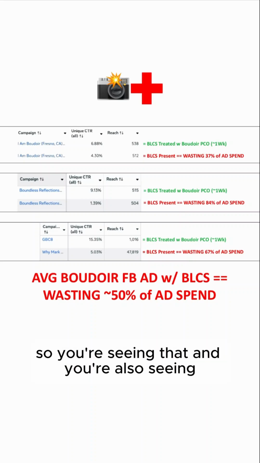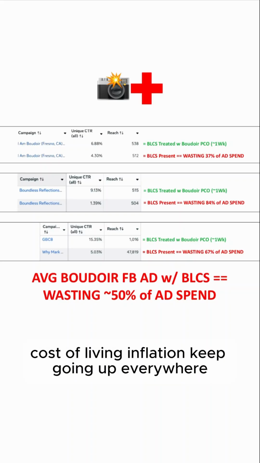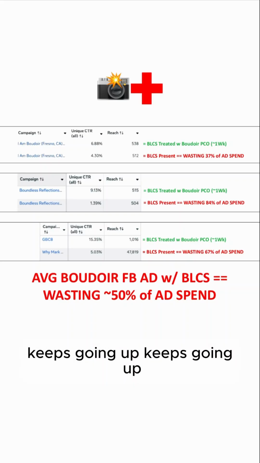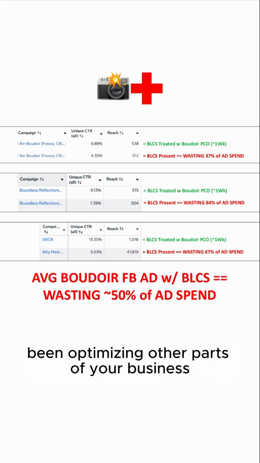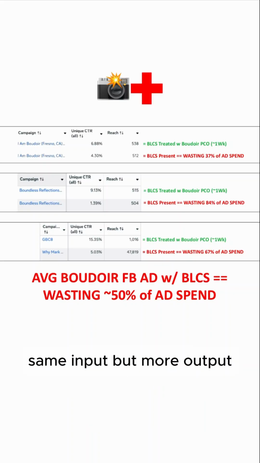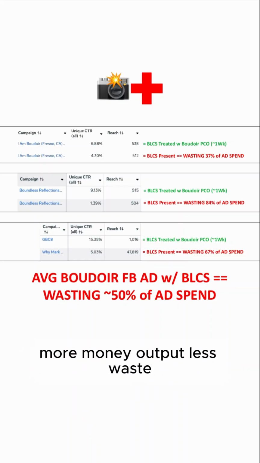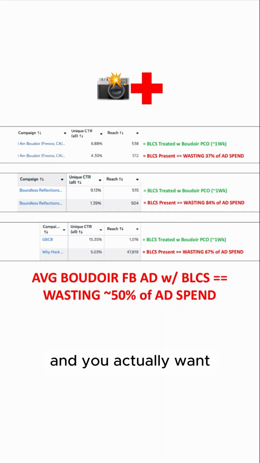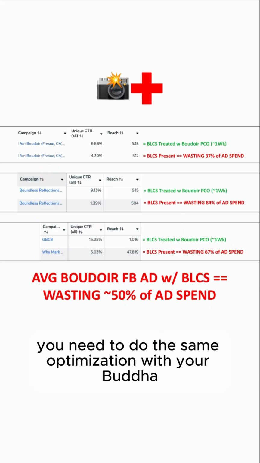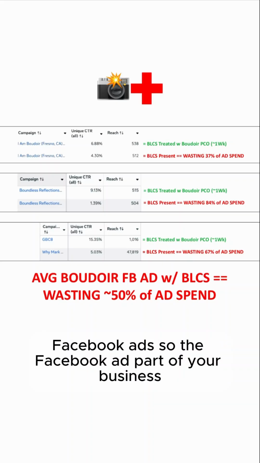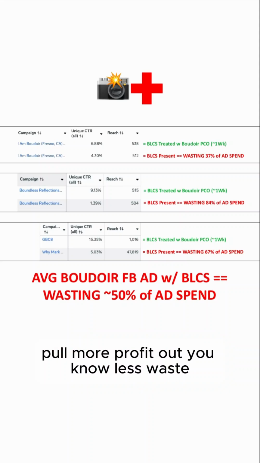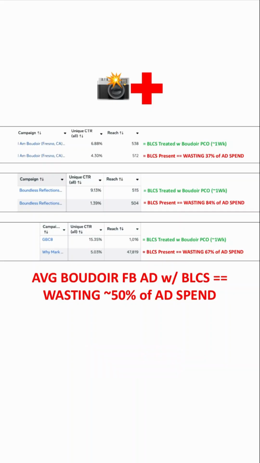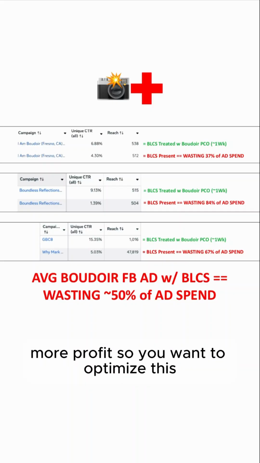So you're seeing that, and you're also seeing cost of living inflation keep going up everywhere. And you've already been optimizing other parts of your business to pull the same input but more output, more money, less waste. And you've decided you need to do the same optimization with the Facebook ad part of your business: pull more profit out, less waste, fewer inputs, same profit or more profit. So you want to optimize this.